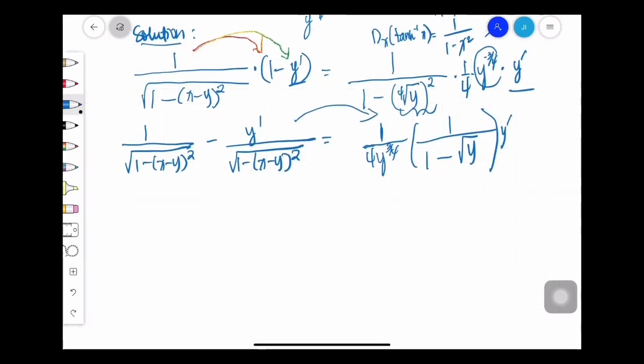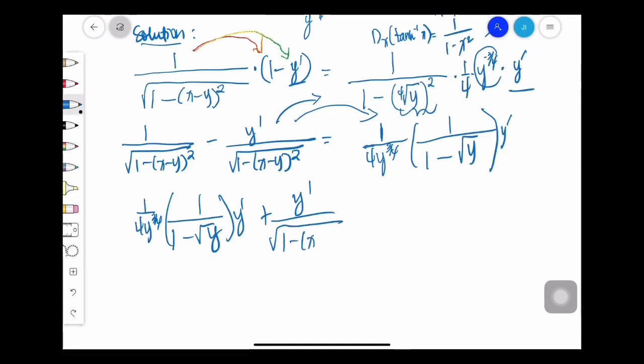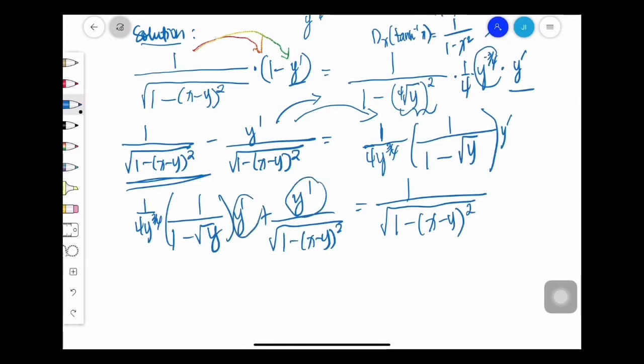Let's transfer this to the other side, but let's put it in the left-hand side. So, we have here 1 over 4y raised to 3/4 times 1 over 1 minus square root of y, prime, plus, let's move this one to the other side, y prime over square root of 1 minus quantity x minus y squared, do you follow? Equals, then this side is just to be copied, square root of 1 minus quantity x minus y squared. Okay, then let's just put this in front. We delete this one, we delete this one, and we factor it out of each term. So we have y prime.